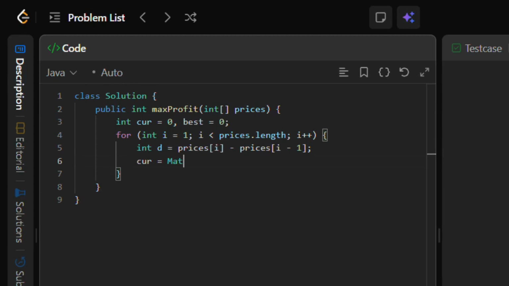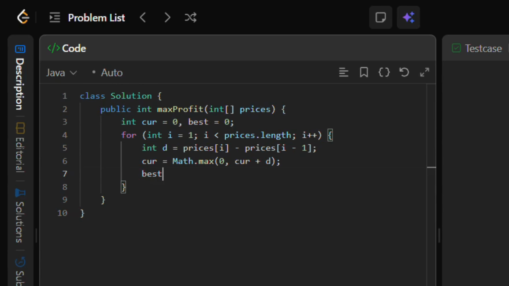We set cur to the maximum of 0 and cur plus d. If adding today's change keeps our streak positive, we continue it. If the streak would drop below 0, we reset it to 0 and start fresh. It is just like tossing out a losing streak and beginning again.